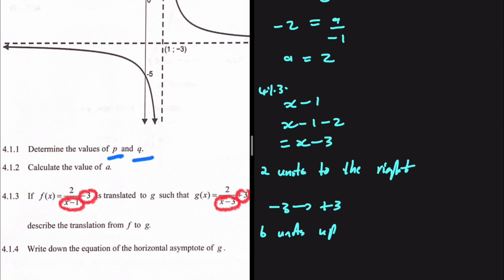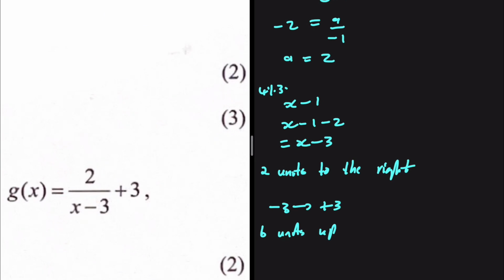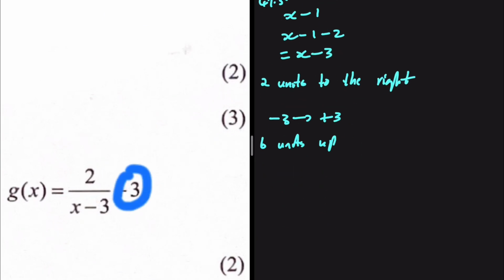4.1.4, write down the equation of the horizontal asymptote of g. The horizontal asymptote is this value here all the time. So for 4.1.4, we can easily say that y is equal to 3.